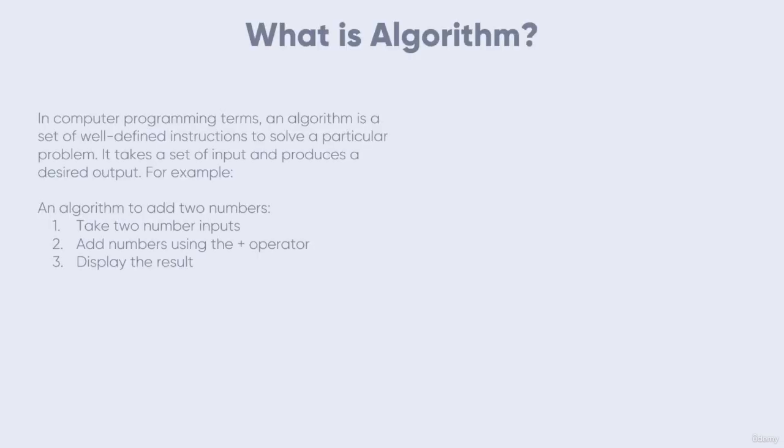What is an algorithm? In computer programming terms, an algorithm is a set of well-defined instructions to solve a particular problem. It takes a set of input and produces a desired output. So, an algorithm is the step-by-step, unambiguous instructions to solve a given problem. An example for an algorithm is adding two numbers.